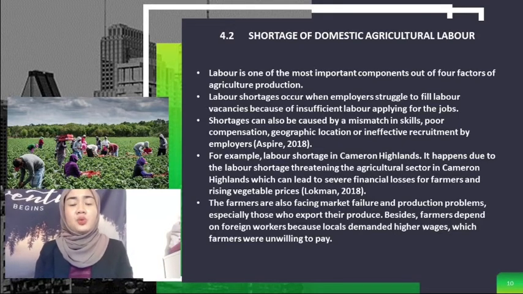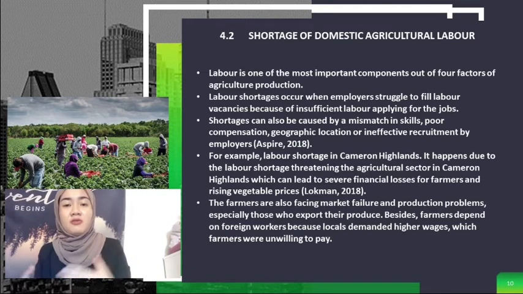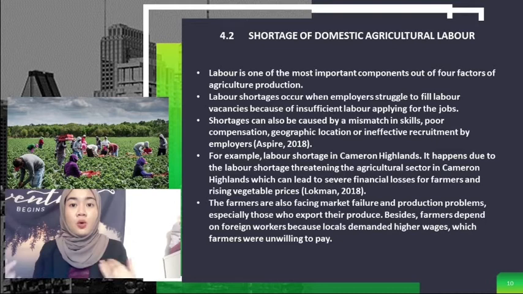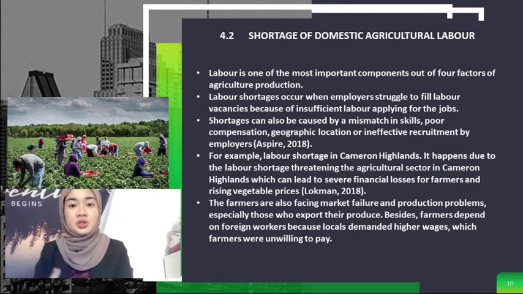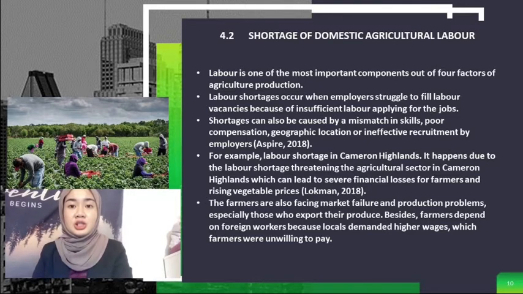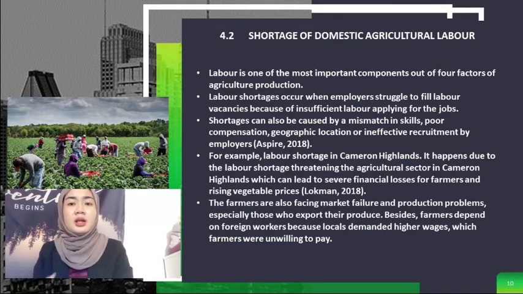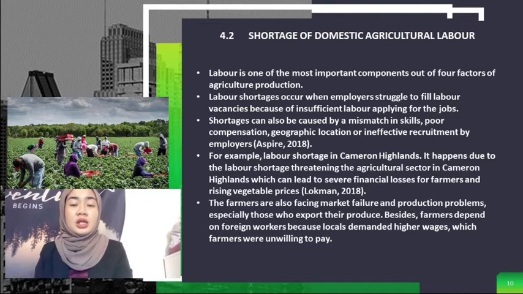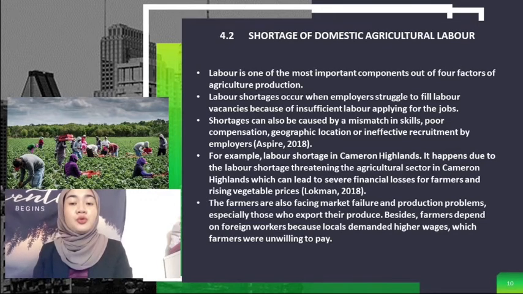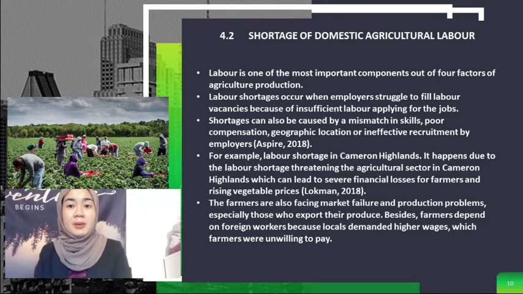Labor is one of the most important components of the four factors of agriculture production. One of the most debated issues facing Malaysian agriculture is the shortage of domestic labor. Labor shortage occurs when employers struggle to fill labor vacancies because of insufficient labor applying for the jobs.